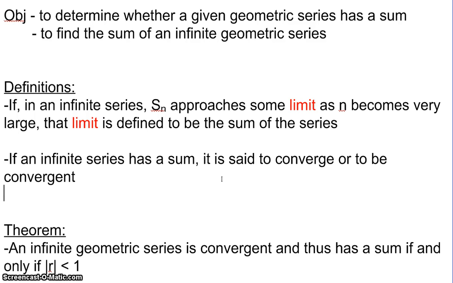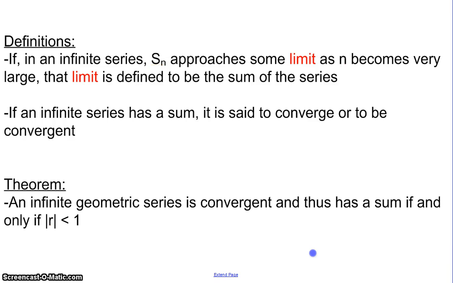If in an infinite series the sum approaches some limit, as that becomes very large, that limit is defined to be the sum. So it's going to be converging onto a specific number. We won't actually reach that number, but as we go on and on forever, it will converge onto that specific number. And the only way that that actually works is if the ratio, the absolute value, doesn't matter if it's positive or negative, is less than 1.